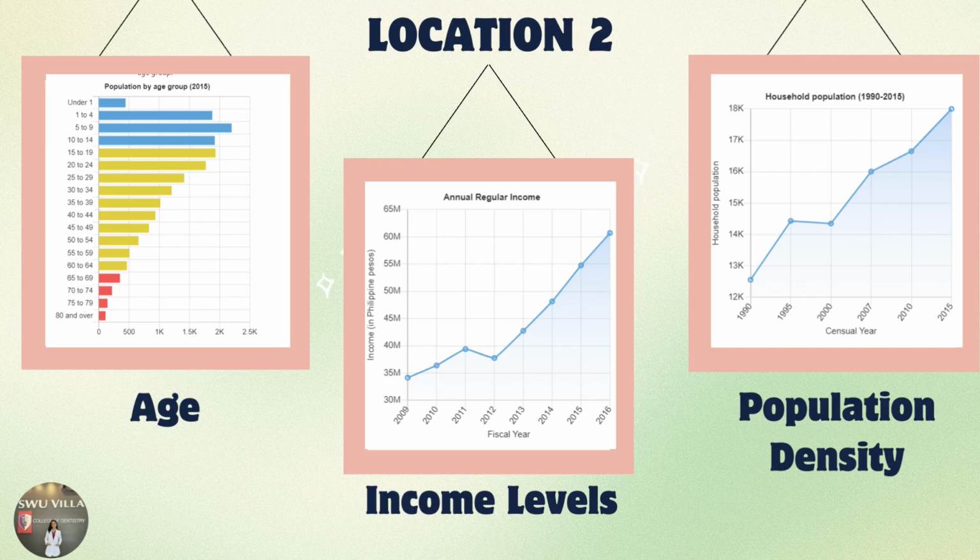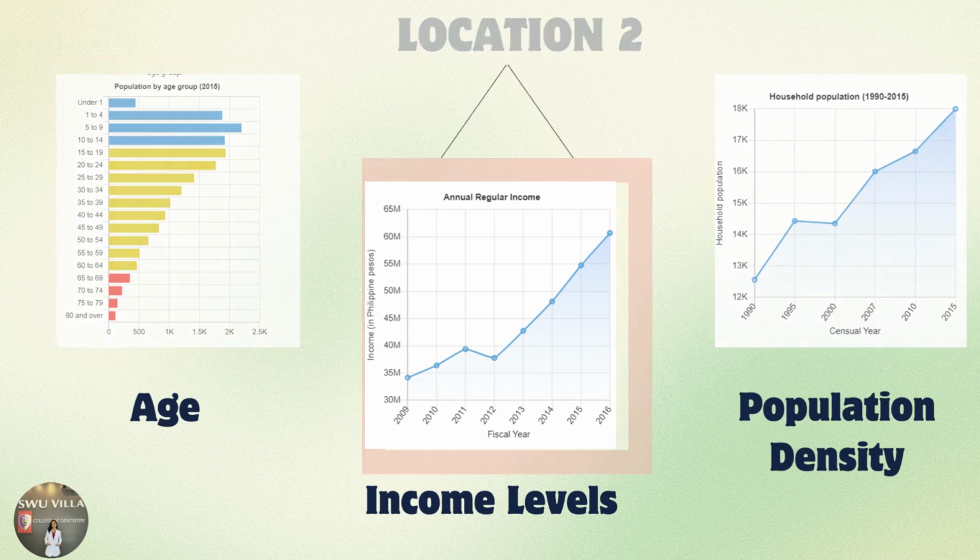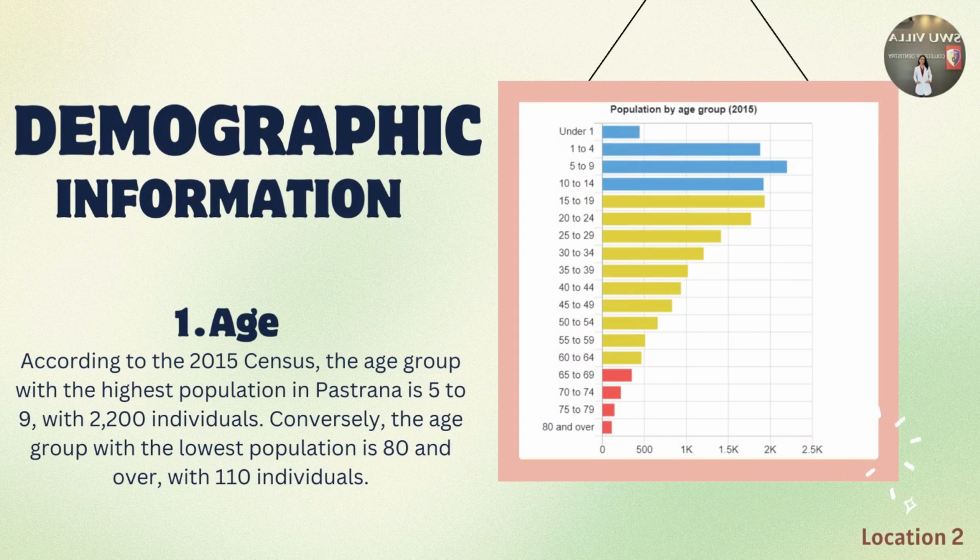First is the population age group, second is income levels, and third is population density. According to the 2015 census, the age group with the highest population in Pastrana is 5 to 9 years old, with 2,200 individuals. Conversely, the age group with the lowest population is 80 and over, with 110 individuals.